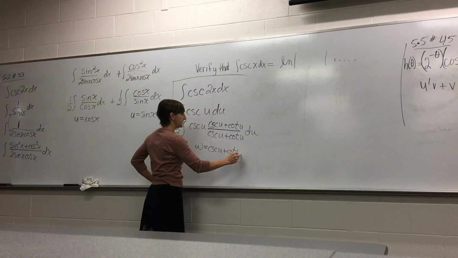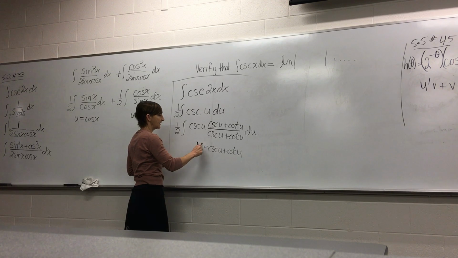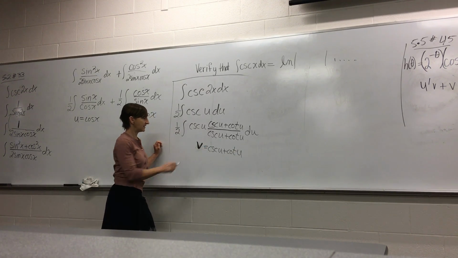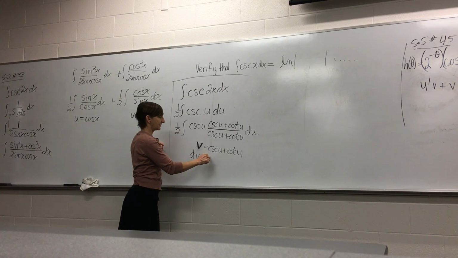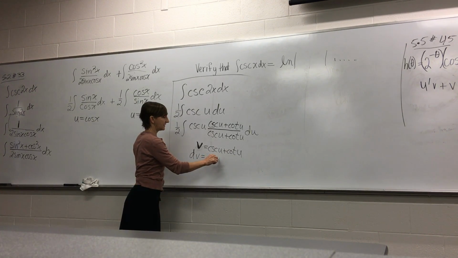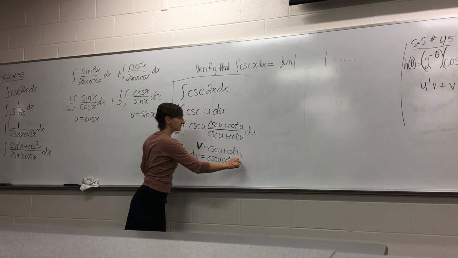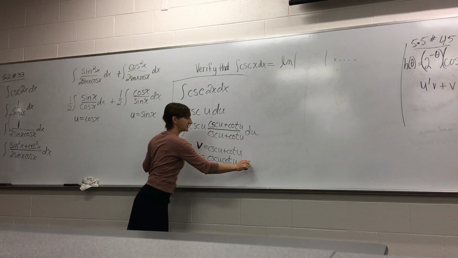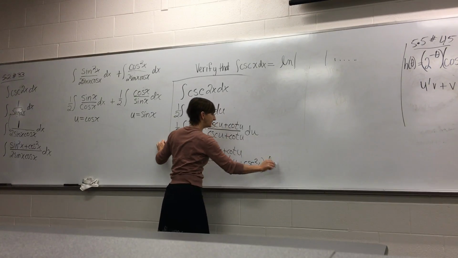Oh, you let it be v? I accept. We'll stick with what you have so I don't confuse you. Fine. And then dv became the negative cosecant squared u. Cosecant u, cotangent u, cosecant plus cosecant squared u, du.